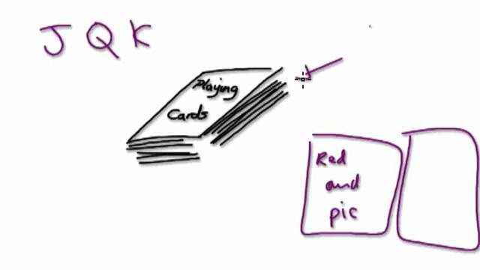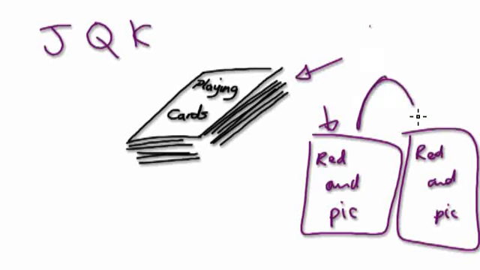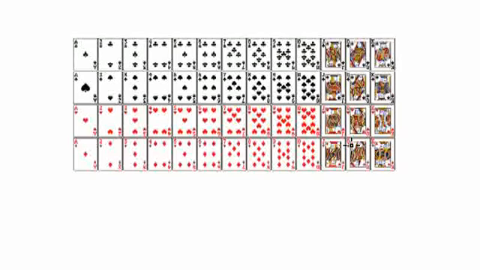So I'm going to pick out two cards, and this card has to be a red and a picture card. And this card also has to be a red and a picture card. So what is the probability of me picking out two cards, and both of these cards have to be red and a picture? If you look at this here, even though it's a picture card, it's not a red card. So we want red and picture.